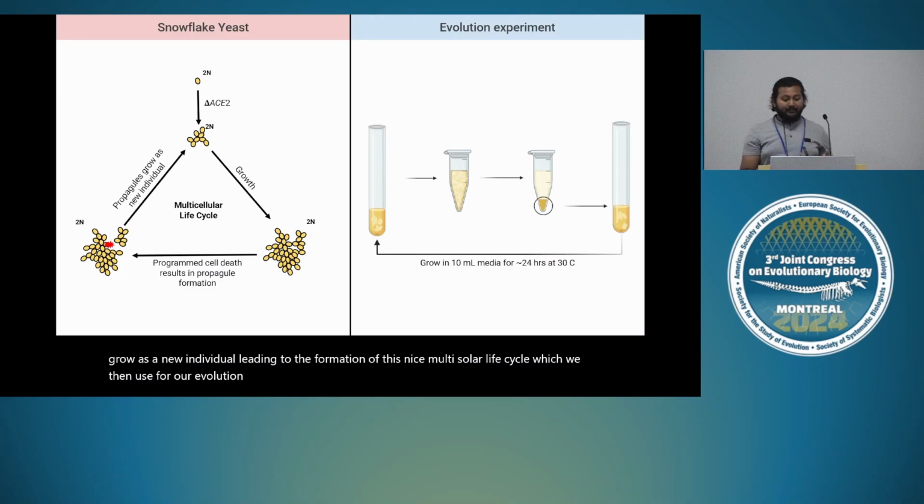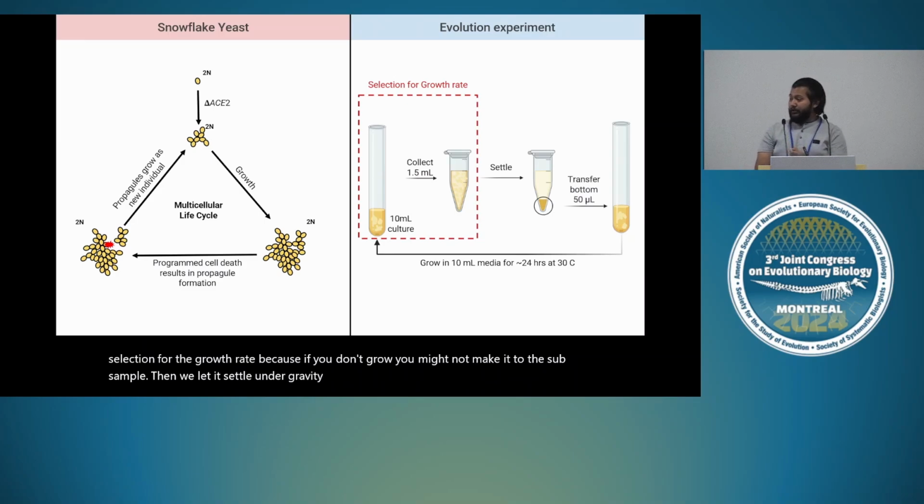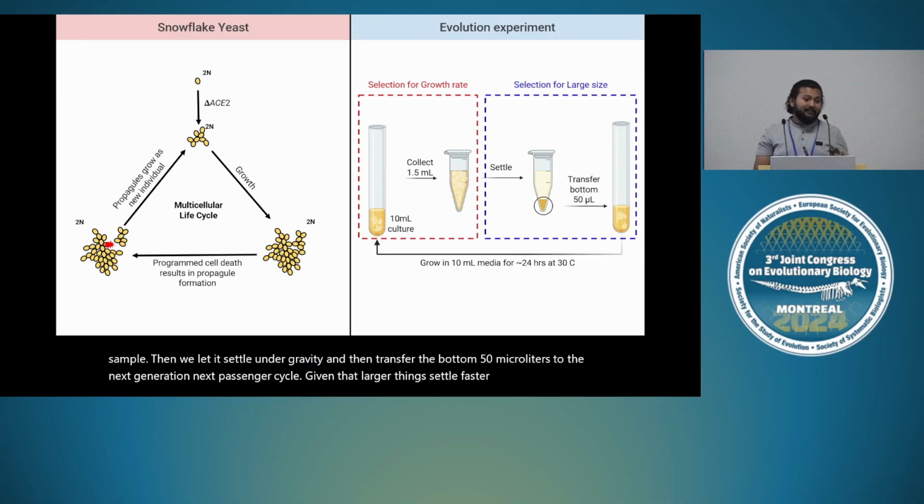We have what we call the settling selection regime. We take 10 ml of overnight culture and subsample a portion of it. This subsampling leads to a selection for growth rate, because if you don't grow, you might not make it to the subsample. Then we let it settle under gravity, and then transfer the bottom 50 microliters for the next passaging cycle. Given that larger things settle faster, this creates a selection for large size, and this is repeated over multiple days.